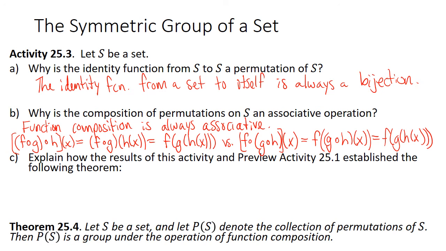And then finally, part C, explain how the results of this activity and preview activity 25.1 establish the following theorem. So the theorem is let S be a set, and let P of S denote the collection of permutations of S. Then P of S is a group under the operation of function composition. So the four properties of a group are it's closed under its operation.